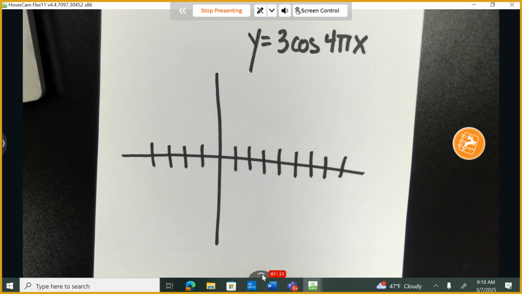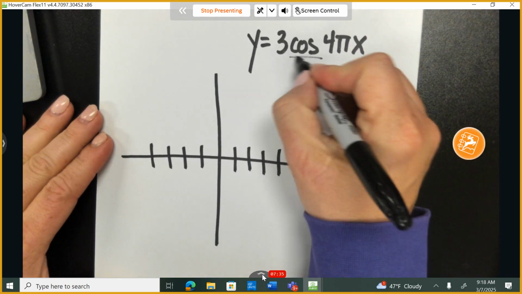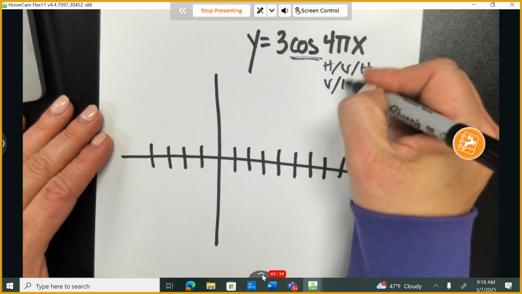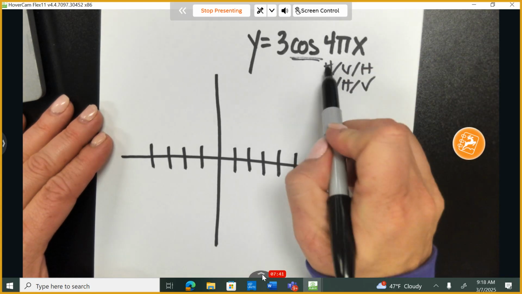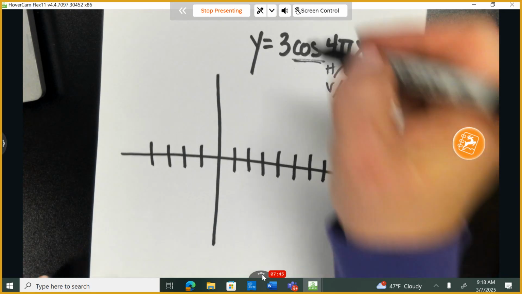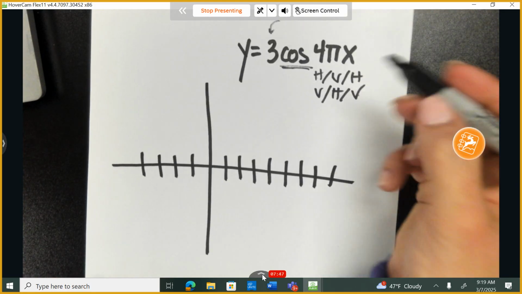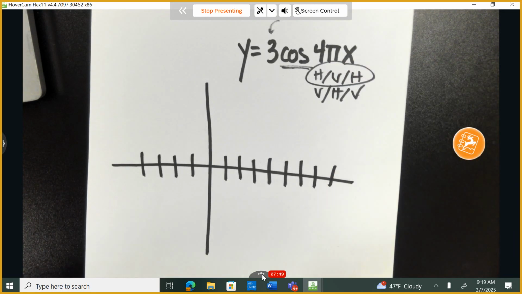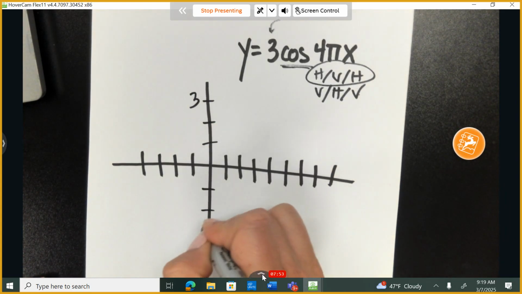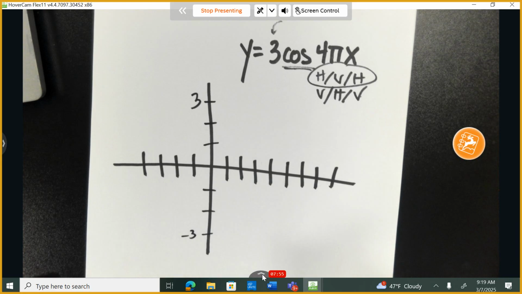Sometimes students say, I don't know where to start. So because it's cosine, it's either going to be hill, valley, hill, or valley, hill, valley. Either starts high, goes low and back high, or low, high, low. How do we determine? We determine by the front number. If it's positive, it's going to start high. How high? Starts as high as 3. It goes as low in the valley as -3.